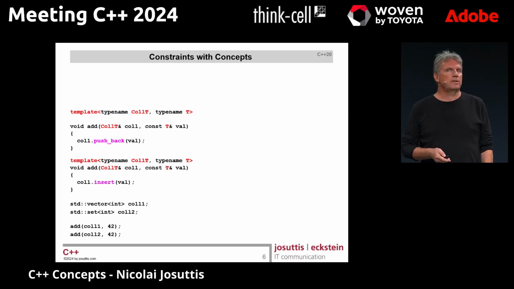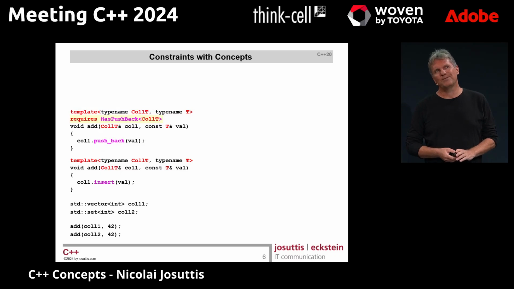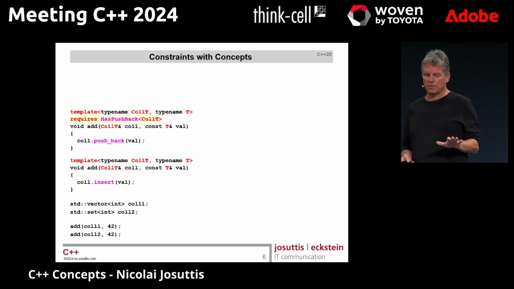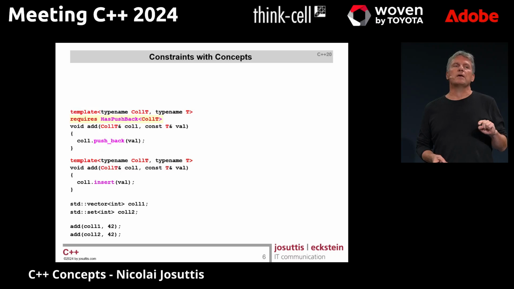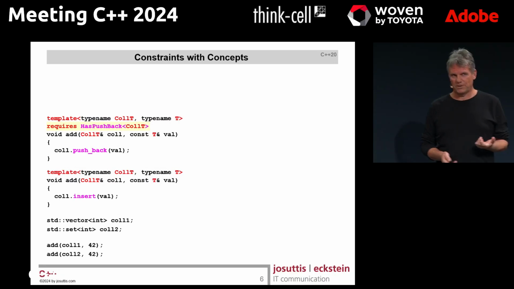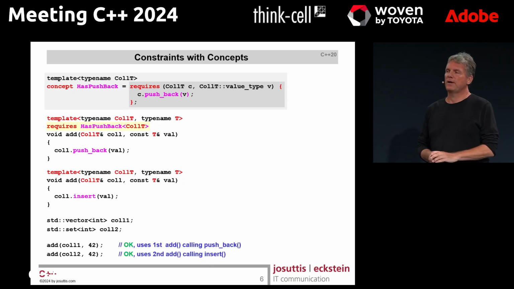You simply need in one of these function templates an additional line saying there's a requirement. Well, I use here the keyword requires. It's not a requirement, it's a constraint. It constrains the visibility, the usability of this code. And it says, this add can only be called if Coll T supports push_back. What you see on the right is what we call a concept. And here's how it is defined.